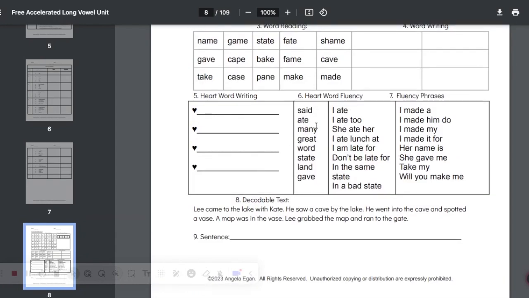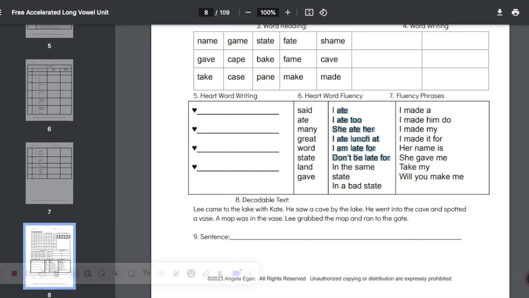there are some review heart words. These are based on the other skill groups within the program. And then you'll notice the heart word fluency has the new heart words. So ate, late, they're going to follow the pattern that you're explicitly teaching. State, made, name, gave. These are temporarily irregular heart words, because now that we've taught them the vowel consonant pattern, these aren't so tricky. So when you're doing your heart word writing, you can pull them from the fluency phrases, because the fluency phrases are going to be incorporating the words that are aligned to the patterns.